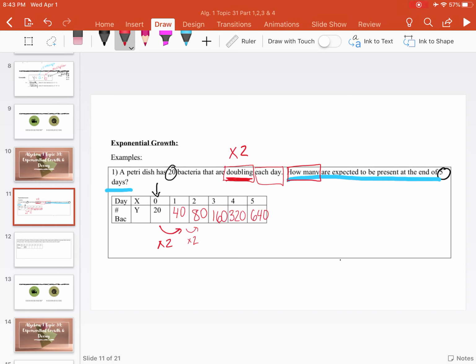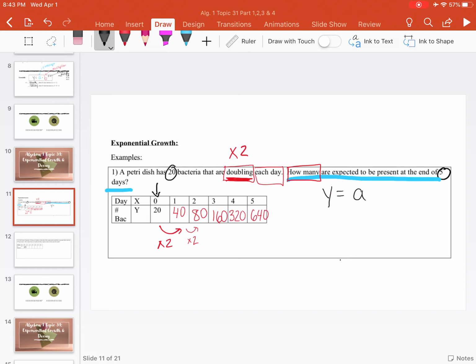So in this problem, it's simple, yes. But what if I were to ask you how many bacteria are going to be there at the end of 70 days? Would you really want to make a table for that long? Thank you, next. No. So let's create a formula.